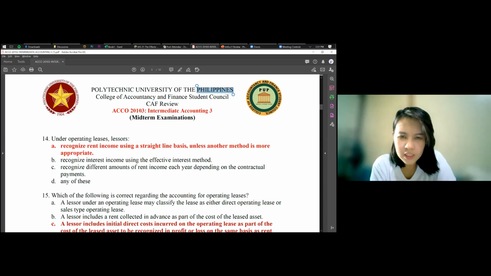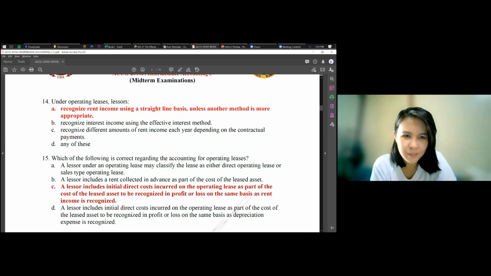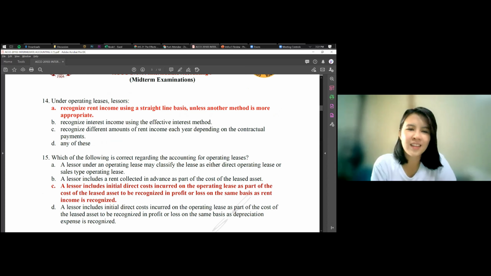Which of the following is correct regarding the accounting for operating leases? Lessor under operating lease may classify the lease as either direct operating lease or sales type operating lease. Well, actually, there are no types under operating lease, right? So, false right away. A lessor includes rent collected in advance as part of the cost of the leased asset. I don't think so because prepayments are rather deductions, right? So that's not part of the cost of the leased asset. A lessor includes initial direct costs incurred on the operating lease as part of the cost of the leased asset, to be recognized in profit or loss on the same basis as rent income is recognized.